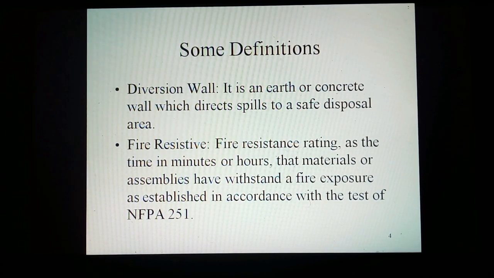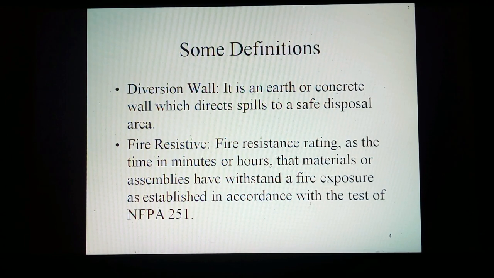Fire resistive. Fire resistance rating is the time in minutes or hours that materials or assemblies have withstood the fire exposure, as established in accordance with the test of NFPA 251.